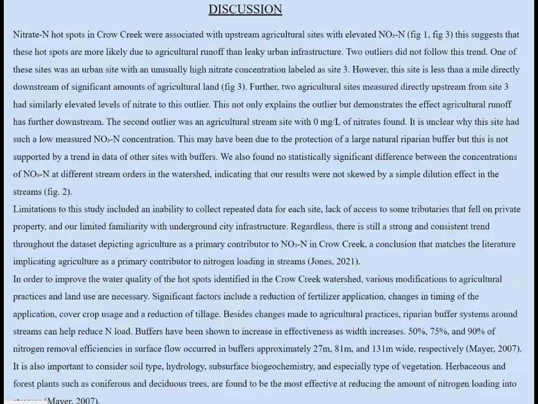The literature suggests that while width is an important part of an effective buffer system, to be truly effective, it is important to consider soil type, hydrology, subsurface biogeochemistry, and especially type of vegetation. Herbaceous and forest plants such as coniferous and deciduous trees are found to be the most effective at reducing the amount of nitrogen loading into streams.